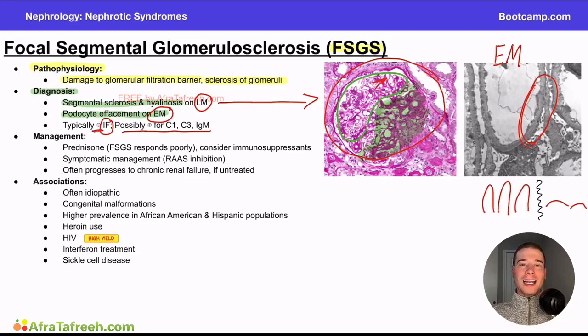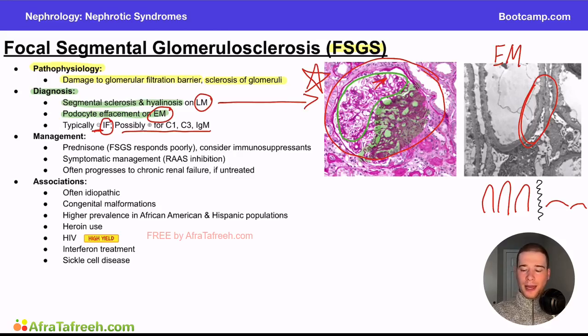So really, I think the highest yield one to know is going to be the light microscopy. I'll draw a big star by it because they really want you to notice that if you look at a glomeruli, if half of it's sclerotic or it's dark pink versus the other half, which is more of a normal appearance, a little more white, a little more spaced out, they want you to be able to notice that on pathology. So I would say that's the high yield image to know here.